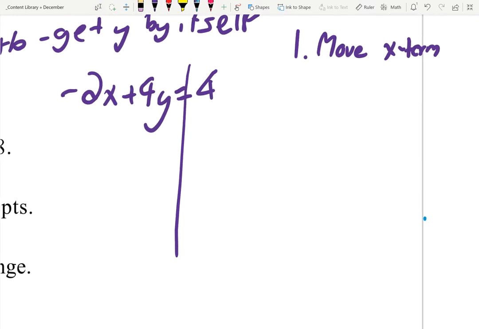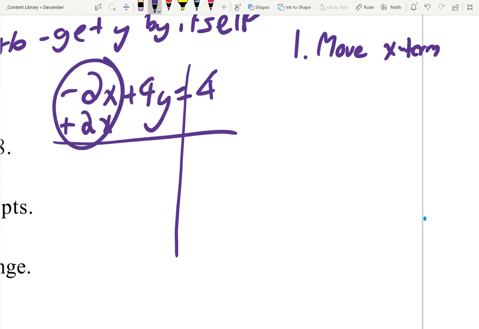Now, since this one is a negative 2x, to move it or to cancel it out, I would have to do the opposite of a minus 2x, which is adding 2x. So adding 2x, right? What does this do? Negative 2x plus 2x is 0, right? So essentially it cancels out, goes away. So the only thing on the left side is 4y. The problem is I have to do this on both sides. So see how I added 2x to this side? I have to add 2x to here as well. Got to add to both sides because I got to keep the equation balanced on both sides.